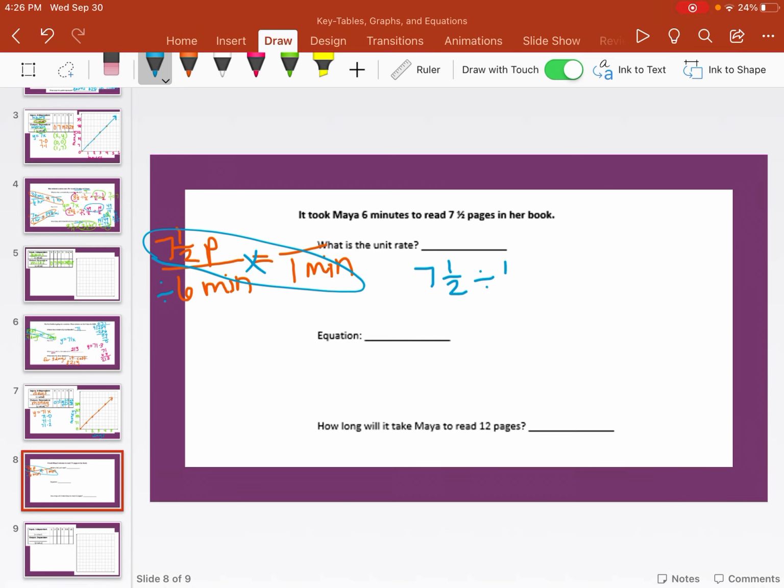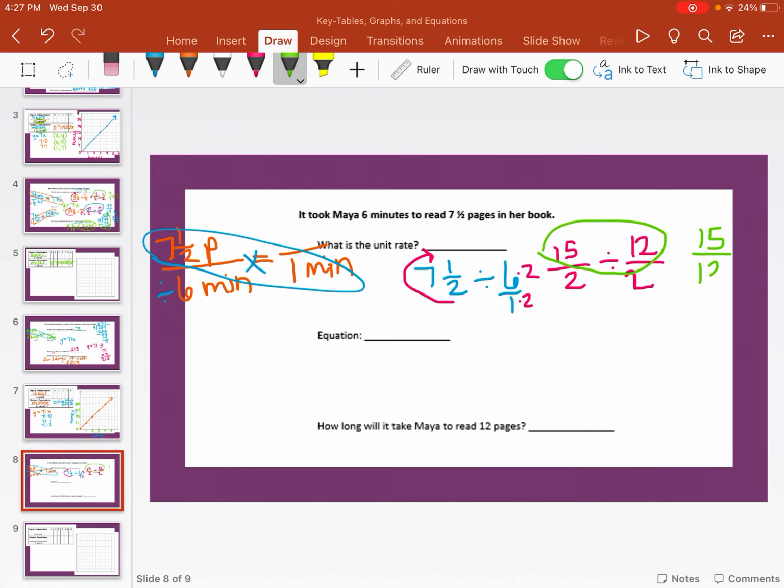7.5 divided by 6. Go ahead and do my cartwheel. 7 times 2 is 14 plus 1 is 15 halves. Remember, this is really 6 over 1, so if I make it into common denominators by multiplying by 2, it will be 12 halves. And then right here, I can divide across, so 15 twelfths. You can go ahead and simplify it, or you can make it a mixed number and then simplify. Either way is fine.